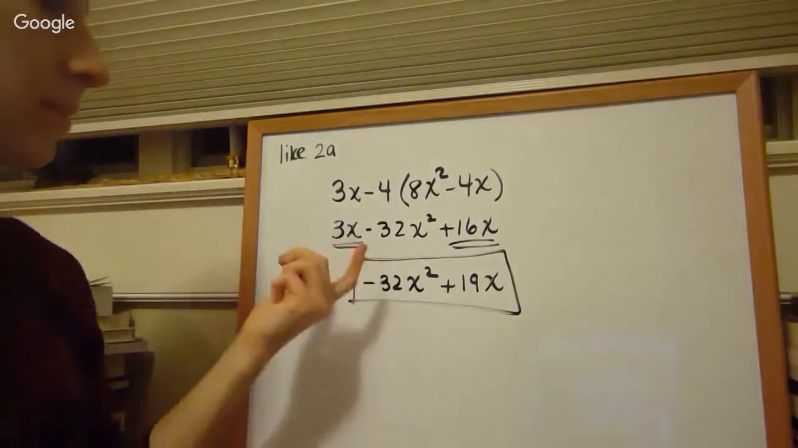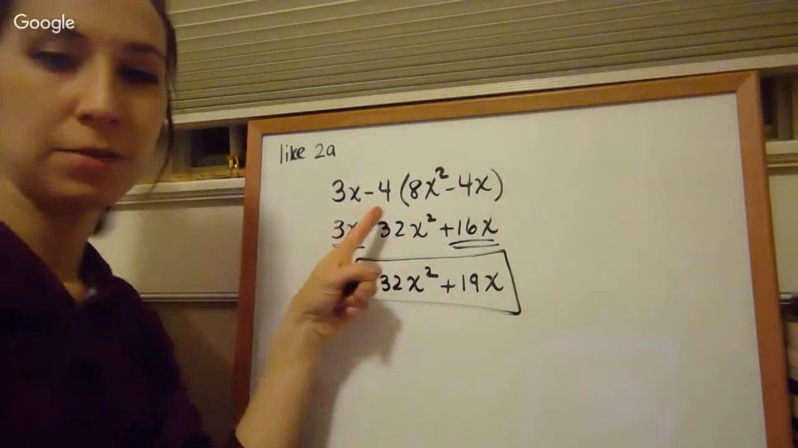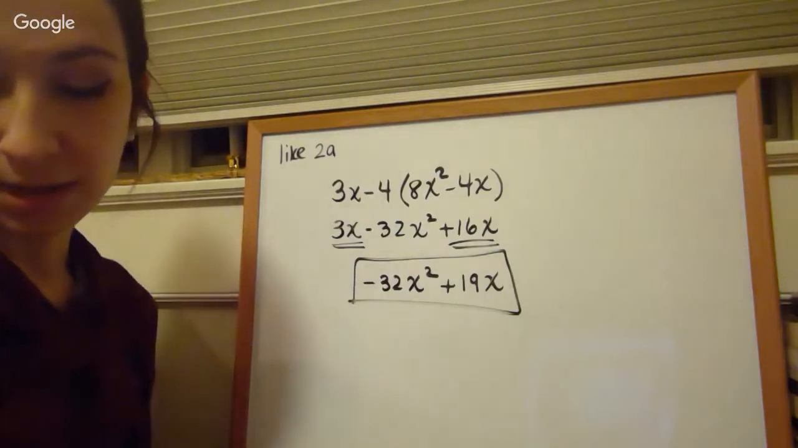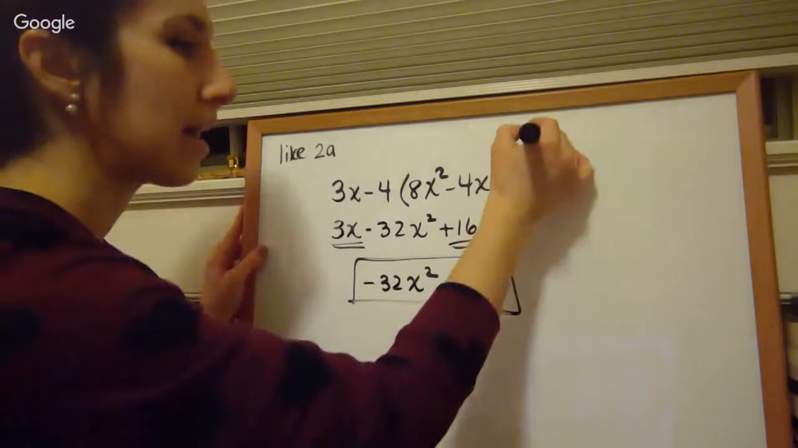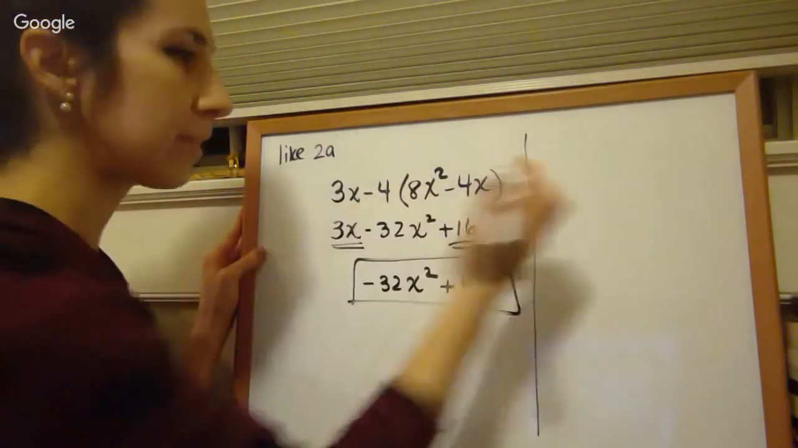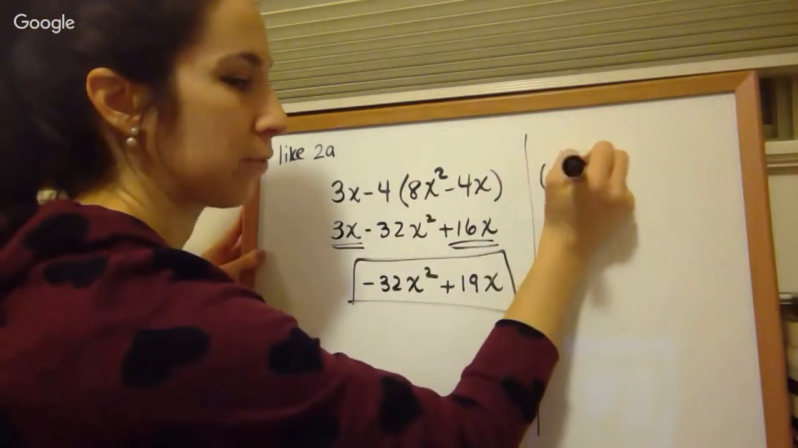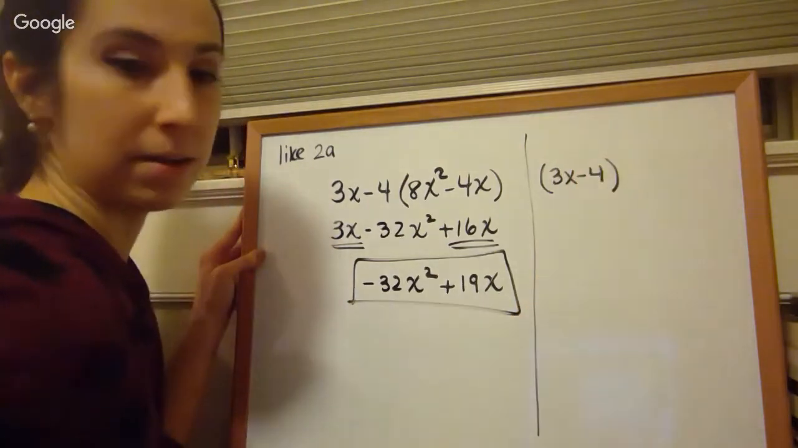Okay, so in this example, you're only distributing the 4, okay? There's no other set of parentheses. But if you were to have something like, let's take that 3x minus 4 and put it in parentheses, okay?